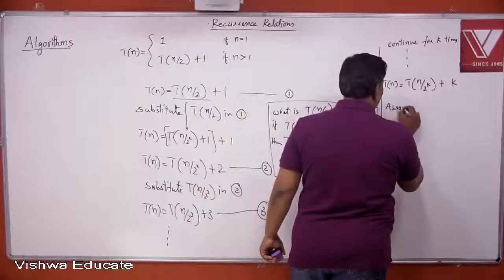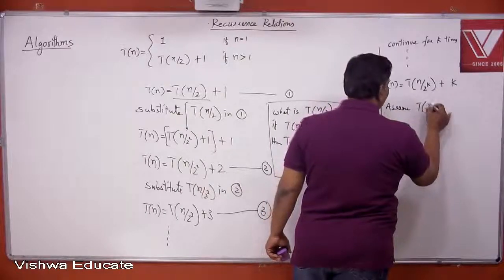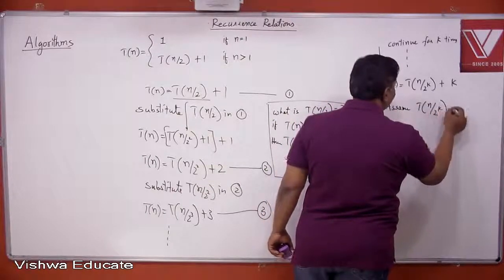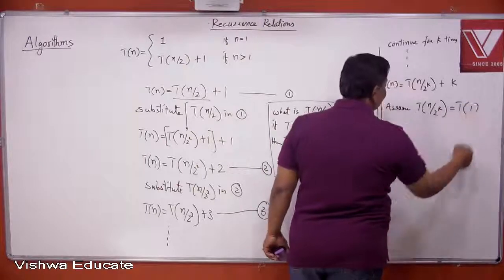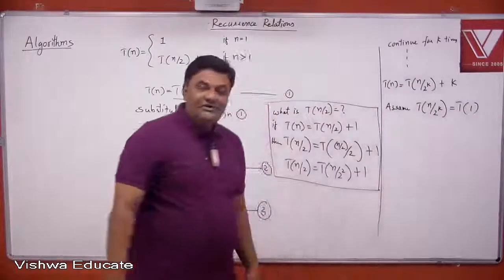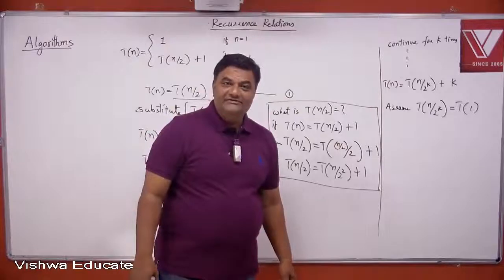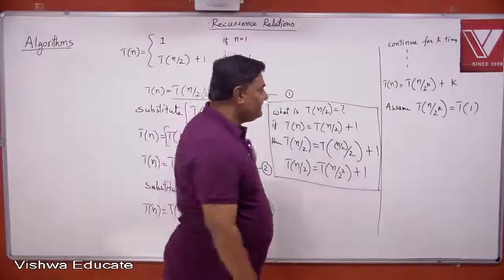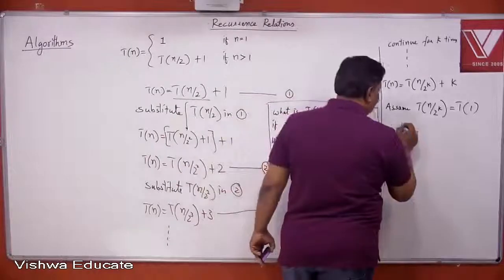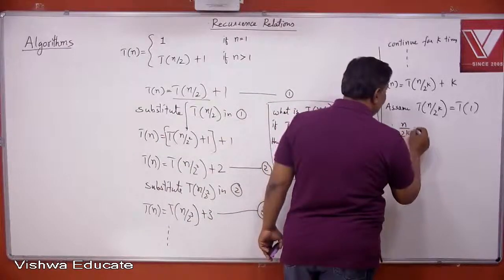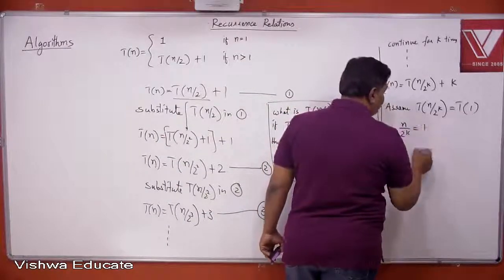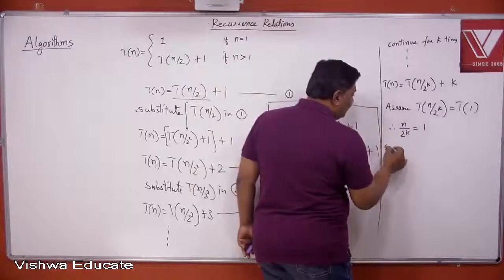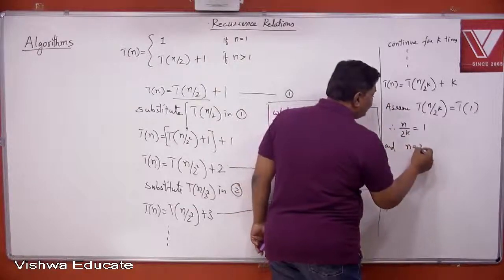Assume Tn by 2 power k is equal to T1. We have reduced up to some level so that we think it has become equal to T1. So when it is equal to T1, therefore n by 2 power k is 1. Then n is equal to 2 power k.